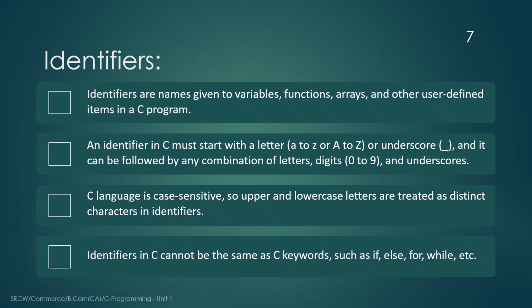Identifiers. Identifiers are names given to elements like variables, functions, and arrays in a C program. They must begin with a letter or an underscore, and it should be followed by letters, digits, or underscores. Remember, C is a case-sensitive language, so every single case has a different meaning and would be treated as a different identifier. Also, identifiers cannot be the same as keywords.